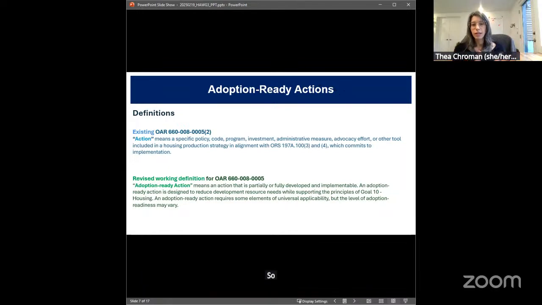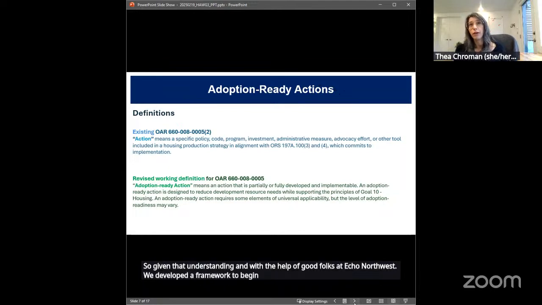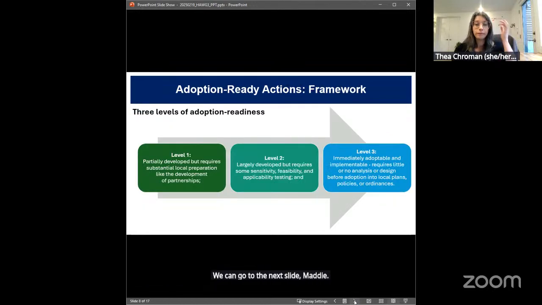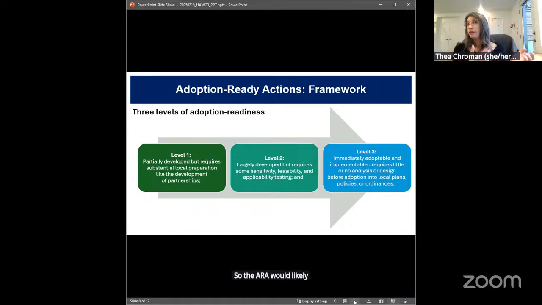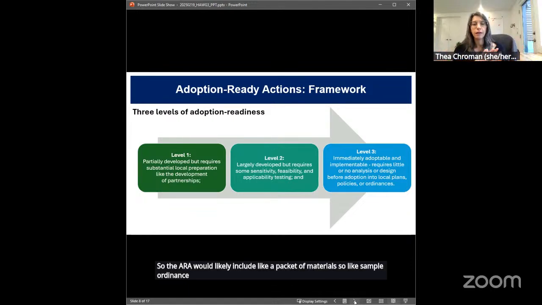So given that understanding, and with the help of good folks at Echo Northwest, we developed a framework to begin to organize and evaluate potential ARAs. We can go to the next slide, Maddie. So very basically, we've established a 3-level framework for adoption-ready actions. Level 1 refers to actions that are partially developed, but require a fair amount of local preparation. So the ARA would likely include a packet of materials, like sample ordinance language, guidance, and legal documents.